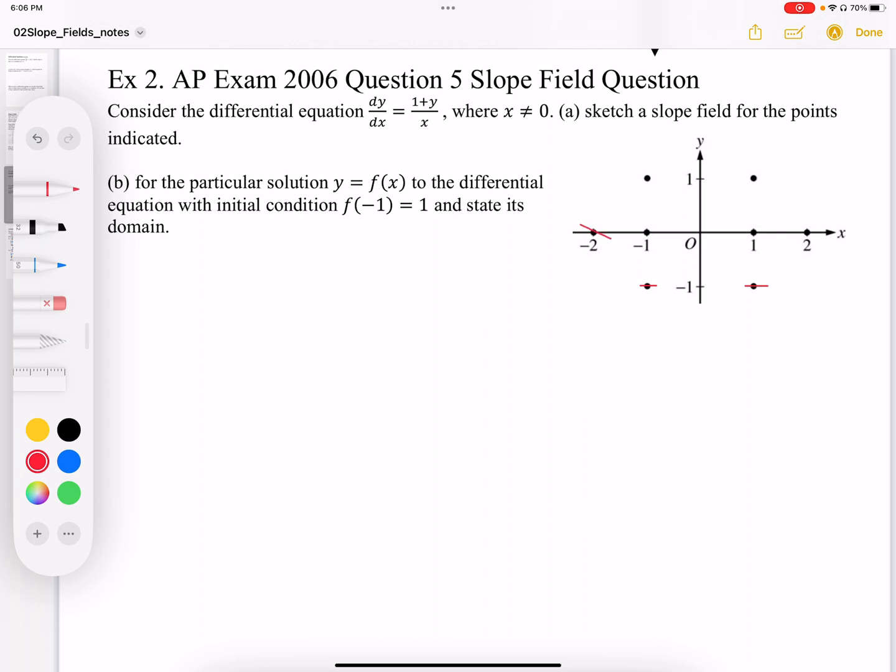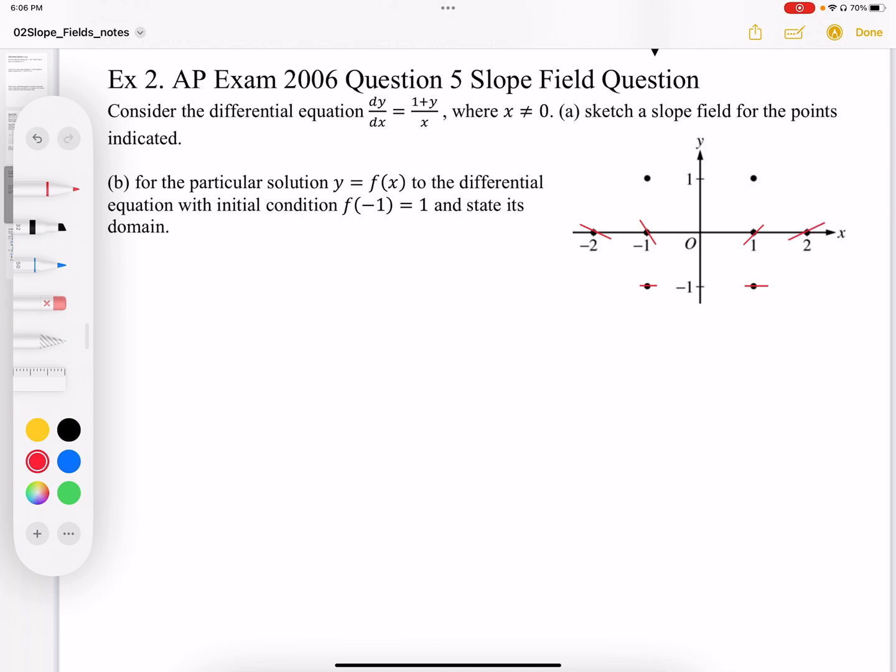1 divided by -1 gives me -1 slope through here. 1 divided by 1 is going to give me positive slope through here. And then 1 divided by 2 is going to give me positive 1/2 slope through there. Okay, so then those are my slope segments for those points.